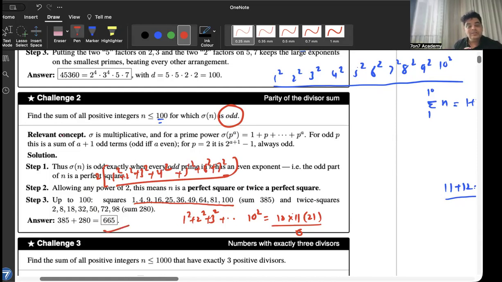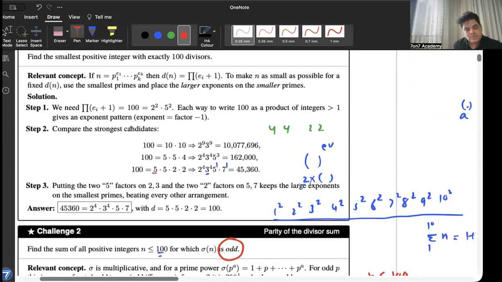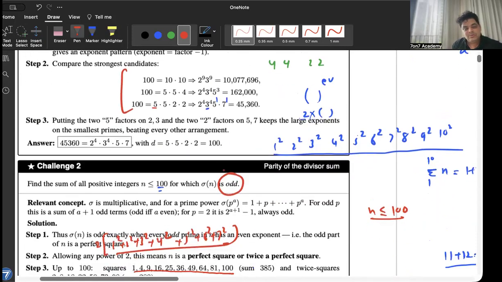So what we have: find the sum of all positive integers n less than or equal to 100 for which the sum is odd. So if you want the n numbers and the numbers before them whose sum is odd, you have to add all of them. This is the method you have to make. And here you have to investigate. I made one investigation on that. Here I put the power we have to select. So you have to do hit and trial for that when the number is very large for the power.